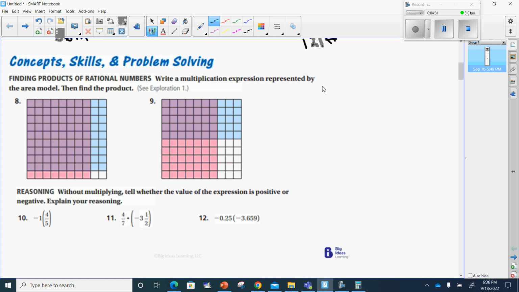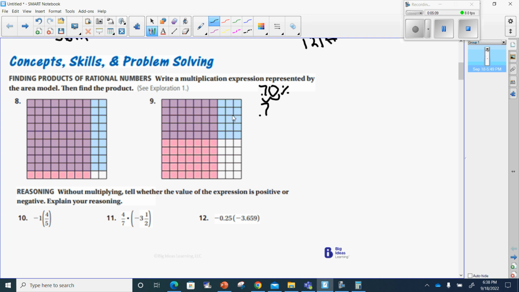All right, let's go ahead and go to number 9. Write a multiplication expression represented by the area model. When I look at this, I see that I have 1, 2, 3, 4, 5, 6, 7, 8, 9, 10 by 1, 2, 3, 4, 5, 6, 7, 8, 9, 10. That's 10 by 10, so there's 100 here. So this purple represents 7 out of that 100. So that would be 0.7 for 70% of this, right? We know that 70% as a decimal is my decimal moved over 2 spots, leaving it as 0.7.